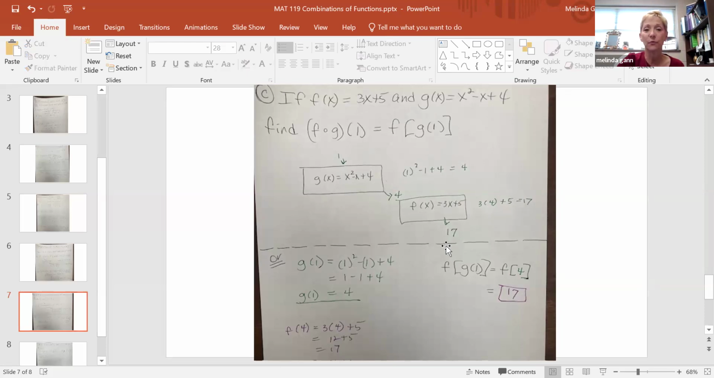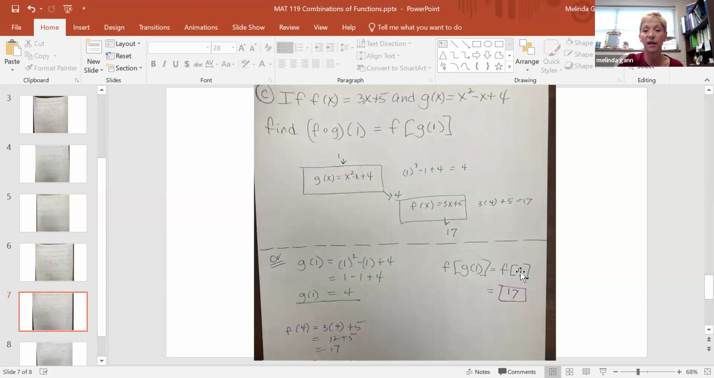Now, what if you did it without the picture? I'm going to put 1 into G. So I went up here. That was my G function, and I put a 1 into G. So I squared it, subtracted it, and added 4, and 4 came out. So I would replace this G of 1 with a 4.